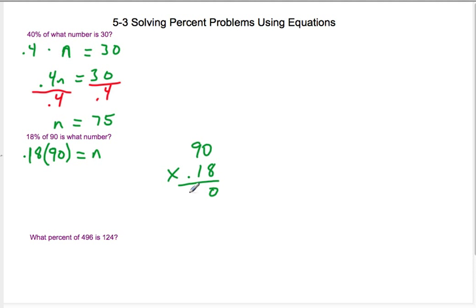Let's see, we had 0, 720, 0, 0, 9, 0, 2. So I need to put 2 decimal places in here, so 16.20. Let's see if that makes sense. 18% of 90 is 16.2. Well, 10% would be 9. So 18%, that's almost double. That makes a lot of sense. 16.2. Let's go on to the next one.